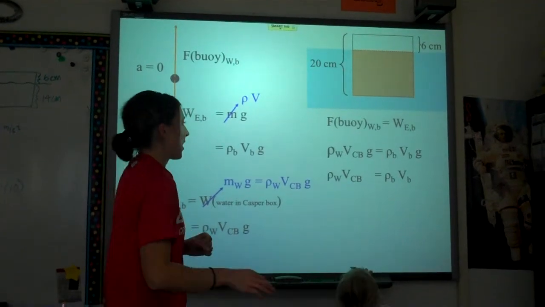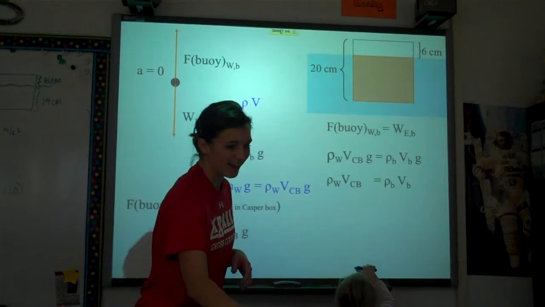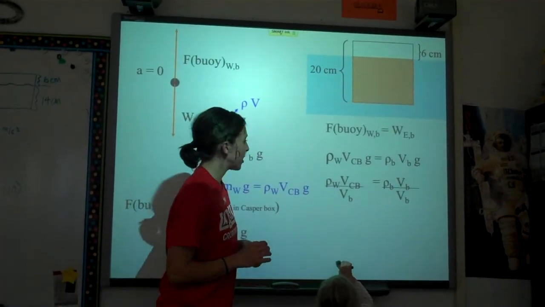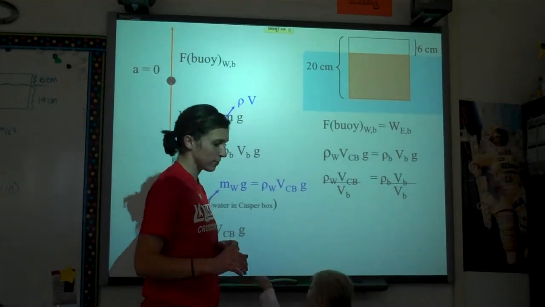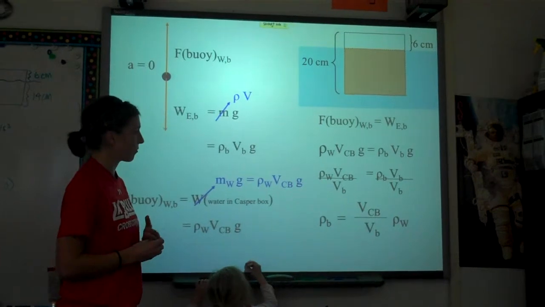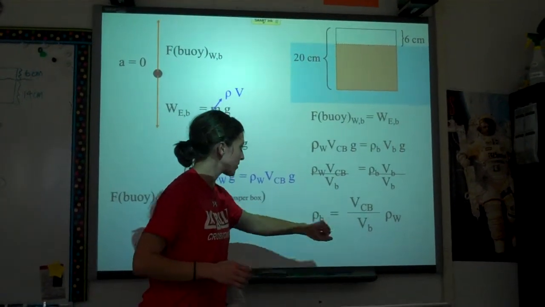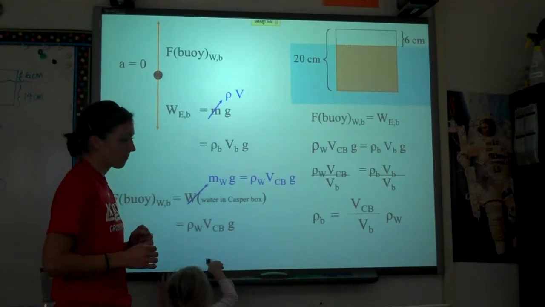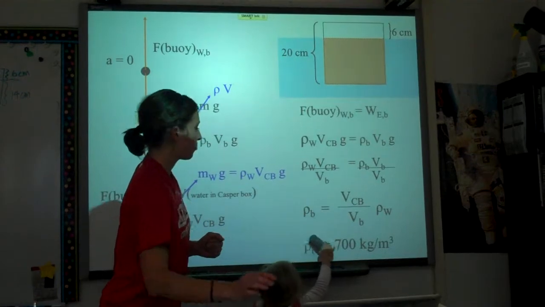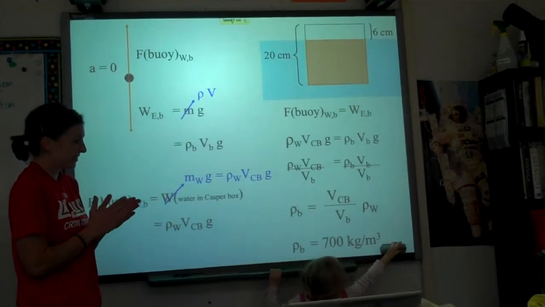Then we can take out gravity, and then we can divide by the volume of the box, and we are going to isolate the density of the box, and then we plug everything in that we know. We'll be left with 700 kilograms per meter cubed. Yay!